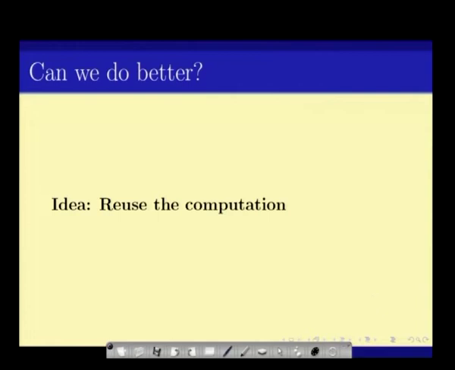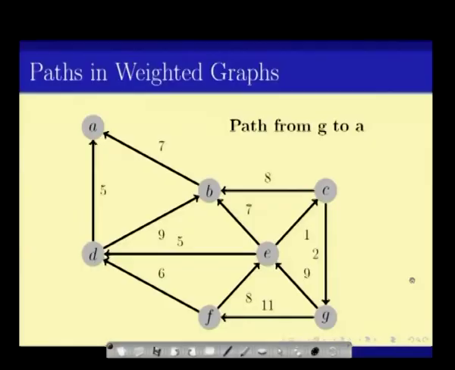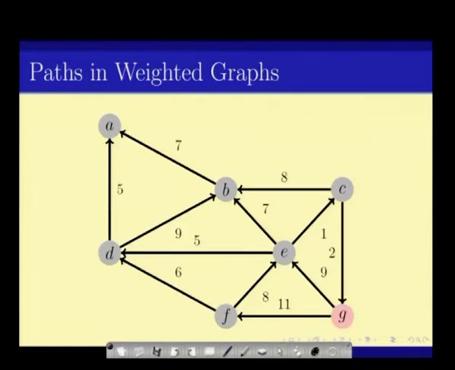The idea is, can we reuse the computations? Since it is a graph structure, we might be able to reuse it in some interesting way. Say, for example, we want to find the shortest path from G to A. The first thing is, what is the closest vertex from G? In this case it is E.